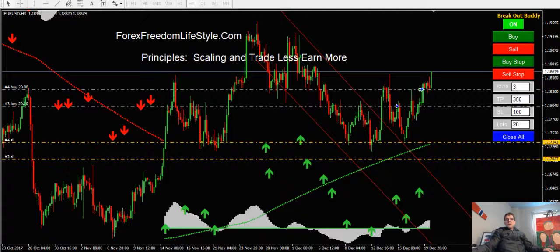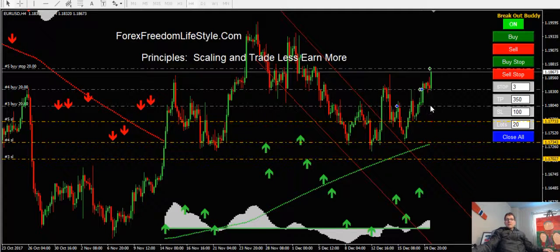We've resumed, and we've got some nice move up. We're ready to do another buy. We have two in so far. Place one more. So we have 1, 2 in the market right now, and we're doing what I said, scaling and trade less, earn more. These trades are going to evolve over several weeks, and we are going to profit.